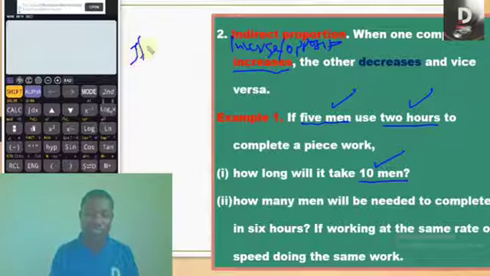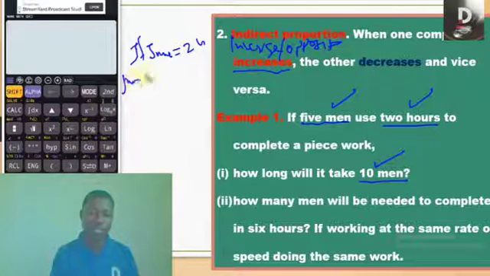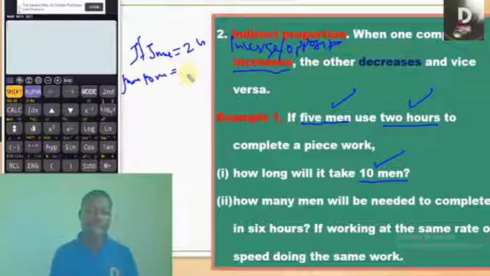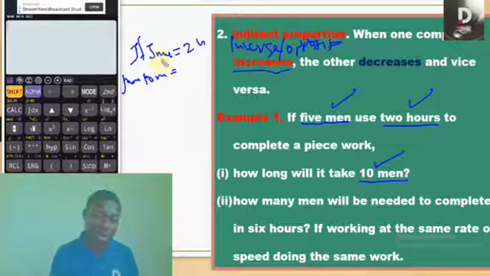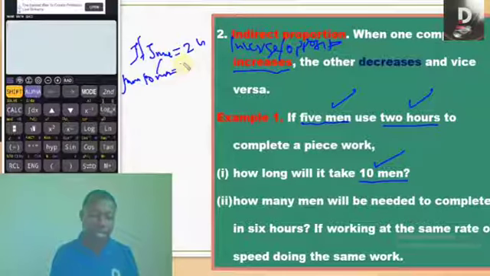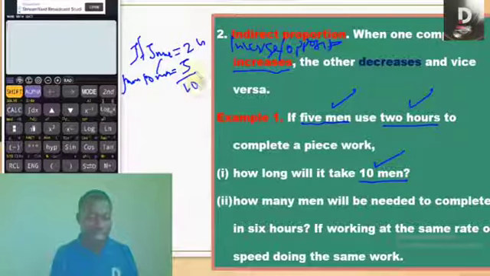If 5 men equals 2 hours, then for 10 men, we expected them to use less time. But what are we comparing? After knowing whether it's less or more, what are you comparing? You are comparing what? Men. That is what is available to compare, men to men. So if less, more men divides times 2 hours.